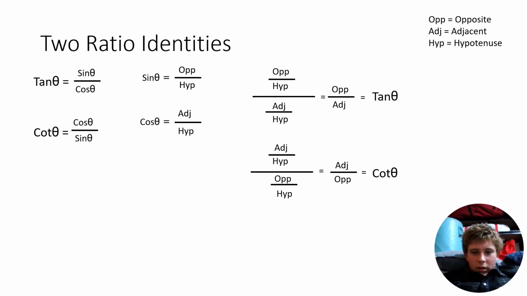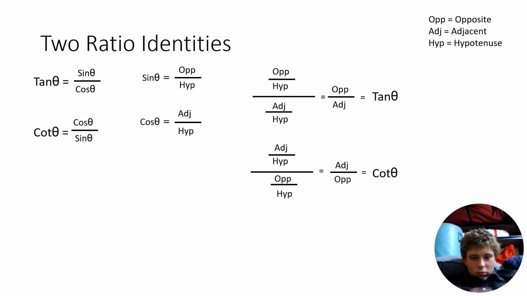So now we simplify that down, we get opposite over adjacent, and we know opposite over adjacent is what tan equals. Now the exact same thing happens down the bottom with cot. So adjacent over hypotenuse on opposite over hypotenuse, which simplifies down to adjacent over opposite, which equals cot, the inverse.